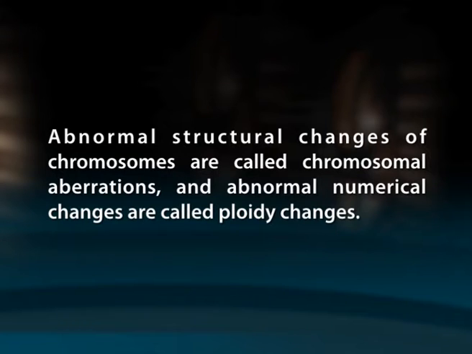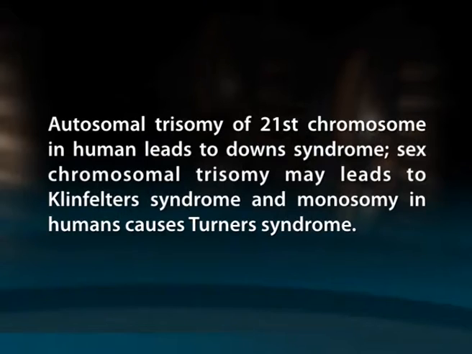Abnormal structural changes of chromosomes are called chromosomal aberrations, and abnormal numerical changes are called ploidy changes. Chromosomal mutation affects the entire chromosome and the whole set of genes contained in it, so they are often called gross mutations. Autosomal trisomy of the 21st chromosome in humans leads to Down syndrome. Sex chromosomal trisomy may lead to Klinefelter syndrome, and monosomy in humans causes Turner syndrome.